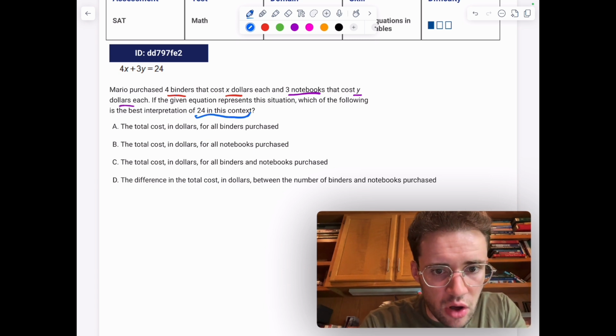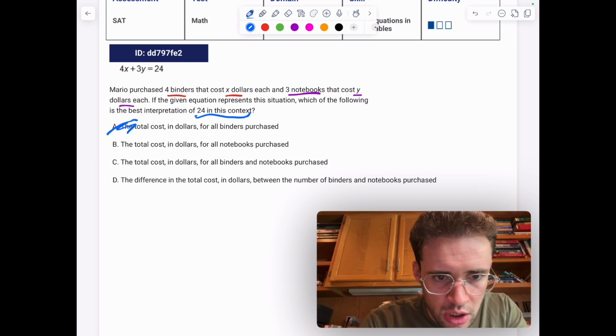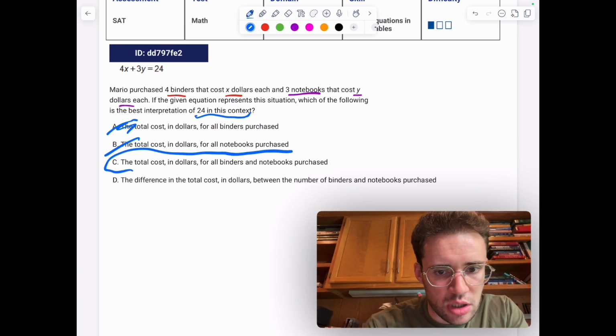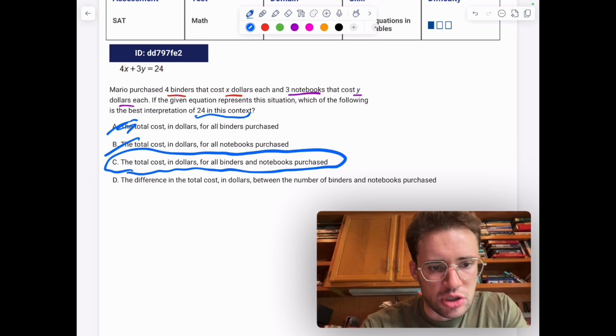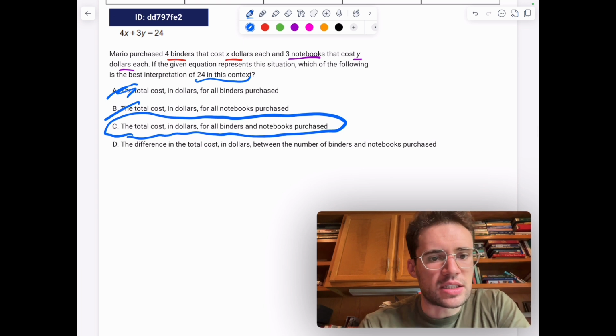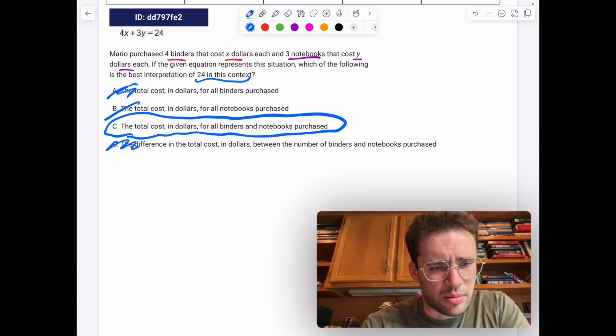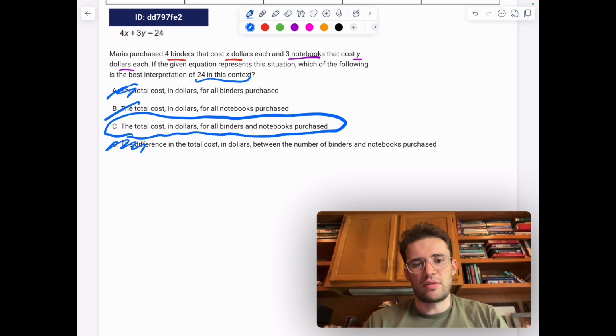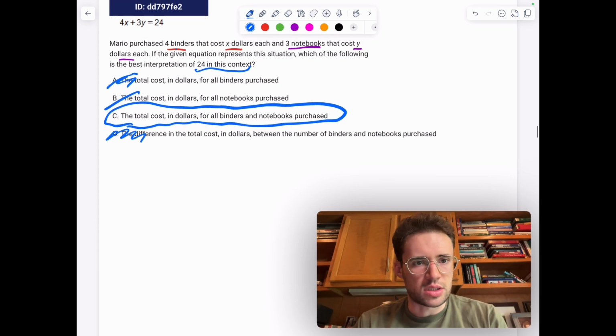Total cost in dollars of all binders purchased. No, that's just the binders. Total cost of the notebooks. No. Total cost in dollars for all binders and notebooks. That sounds good. And just to make sure, let's check D. The difference in the total cost. No, what are they talking about there? The difference would be like 4x minus 3y, or you'd see the absolute value of that because you don't know which one cost more.